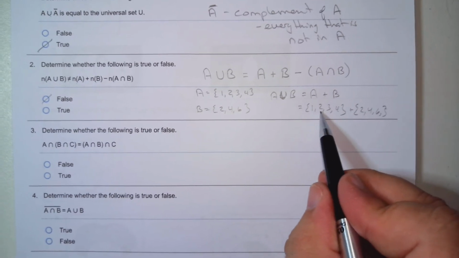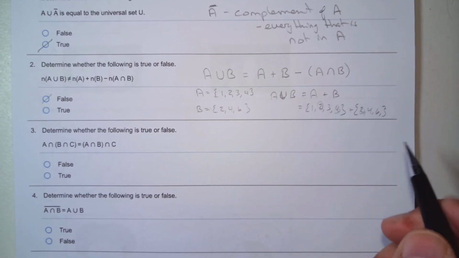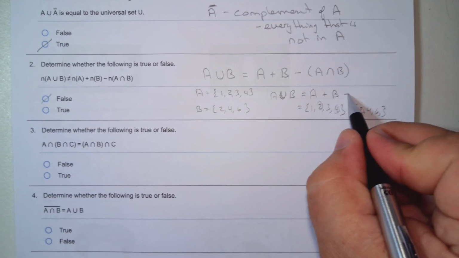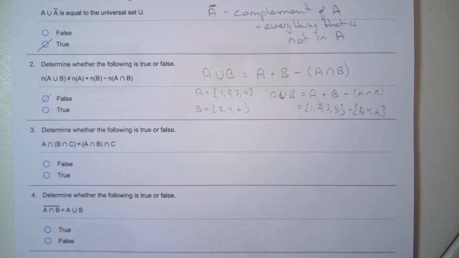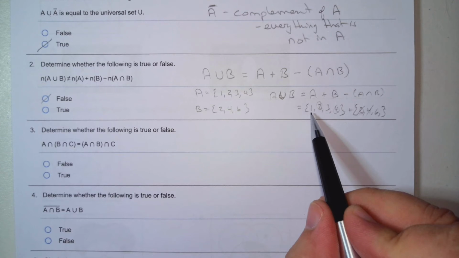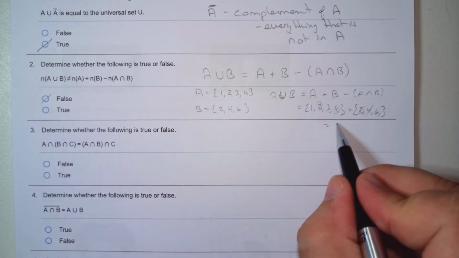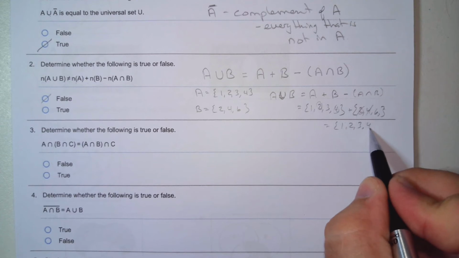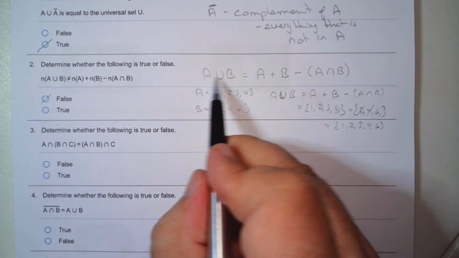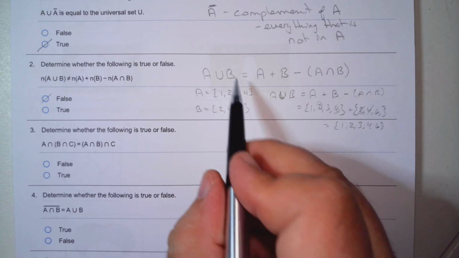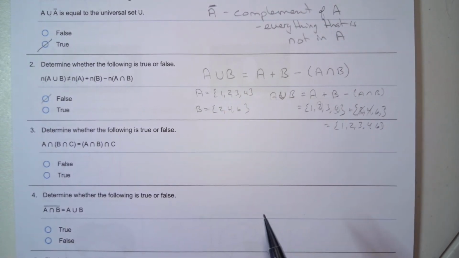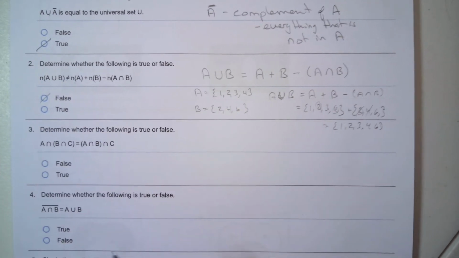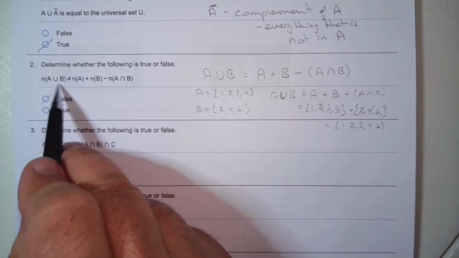But if you notice, we have 2 and 4, 2 and 4. We counted those twice. So we subtract wherever they overlap. Then our final set would be 1, 2, 3, 4, 6, which is exactly what it's going to be if we combine A and B: 1, 2, 3, 4, those are counted, and 6. So it does equal, and that statement was false.